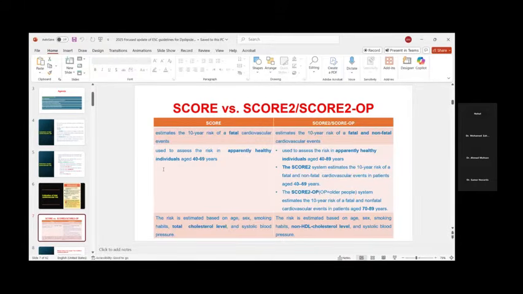In the SCORE system, you should have data on the age, gender, smoking habits, total cholesterol level, and systolic blood pressure, while in SCORE2 and SCORE2-OP, the risk is estimated based on the age, gender, smoking habits, and the non-HDL cholesterol level, and finally systolic blood pressure.